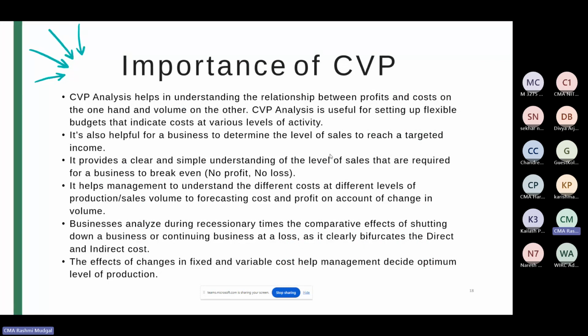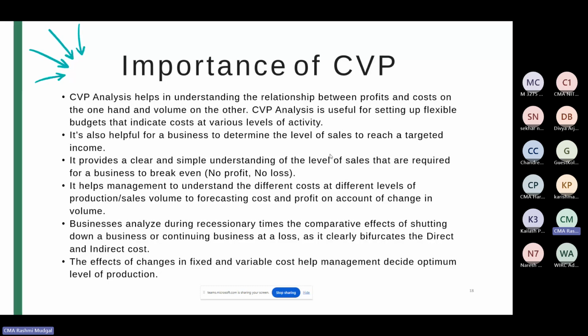The effect of change in fixed and variable cost helps management decide the optimum level of production. So I can decide what would be the optimum level where I am making the best profit. Because after one point, there is a loss because I'm not able to sell the product. It will increase my storage cost and it will turn my profit into losses. So I need to get an optimum quantity which I need to sell.